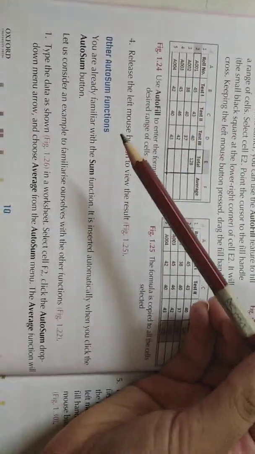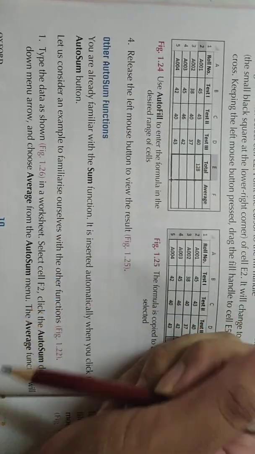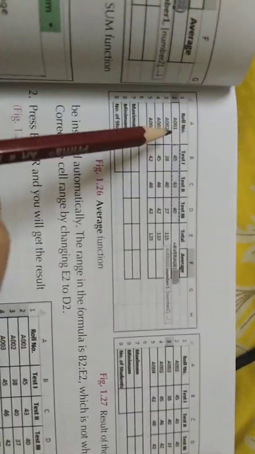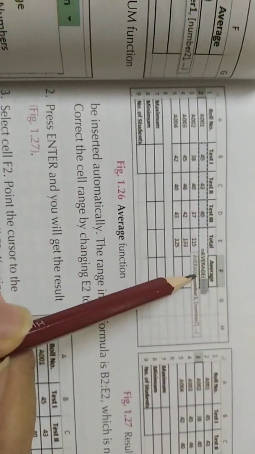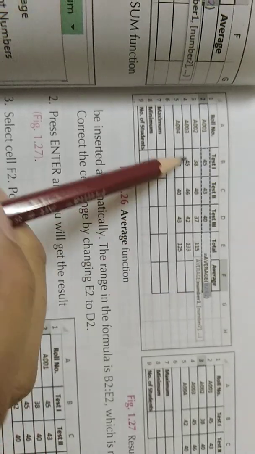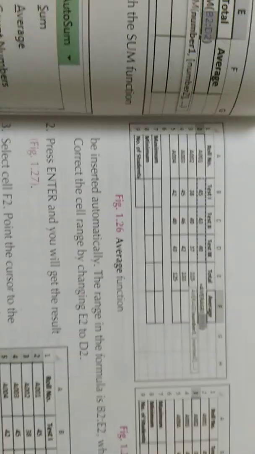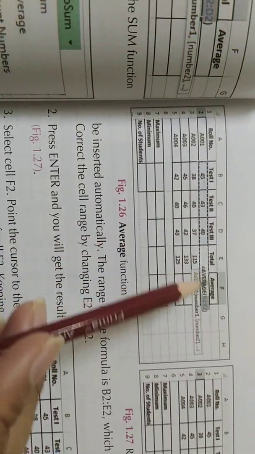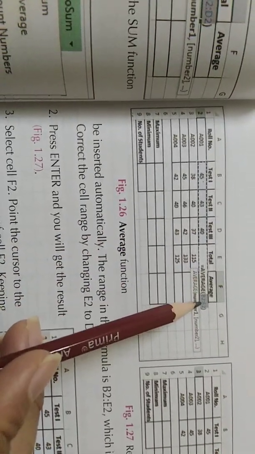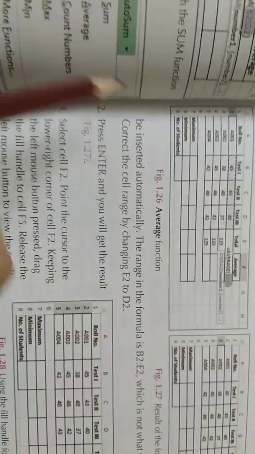There are several other AutoSum features, which include average. Average, you know what the average is? So when you want the average of some numbers, you can just apply the average feature, and it will calculate and give you the answer. For example, if you want to calculate the average of these three columns, just apply the average function here and give the cell range, so it will be calculated.